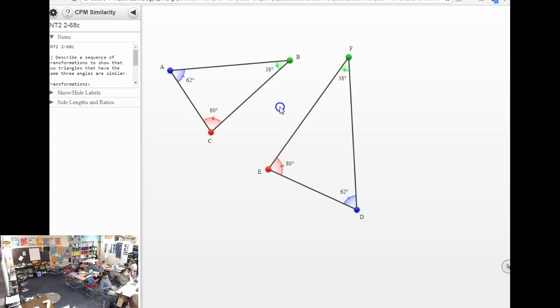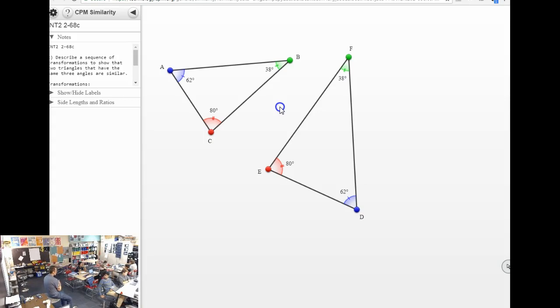Now, one of the things that we want to focus on this year is the fact that good mathematicians are efficient. Right? So while we could explain a million different ways to get 100, there are a few very efficient ways to get to 100. So we want to, using the most efficient way possible, explain a sequence of rigid motions. Or sorry, not necessarily rigid, but a sequence of transformations that will get my one triangle onto my other.